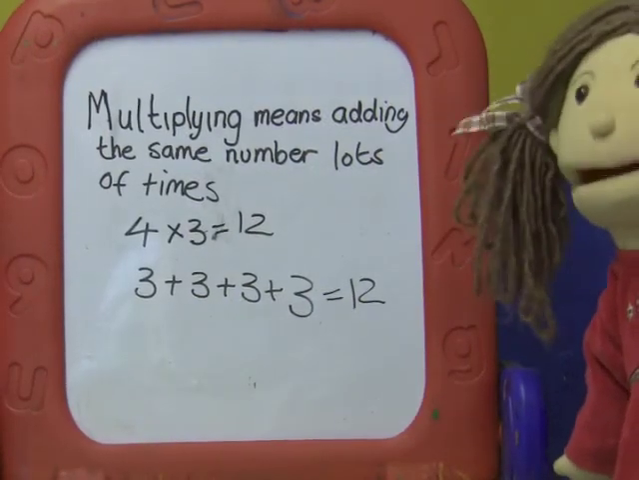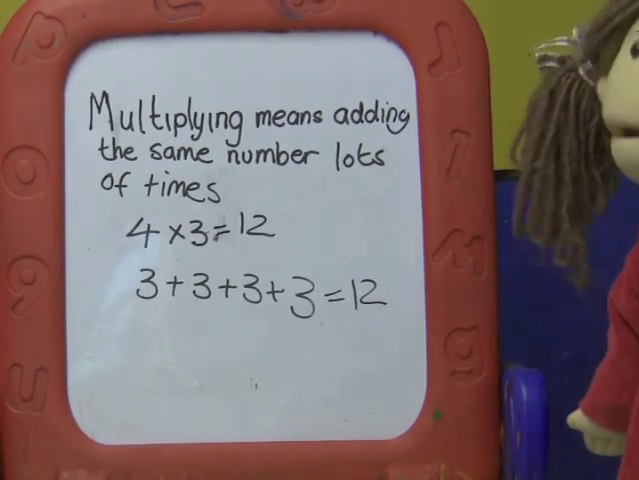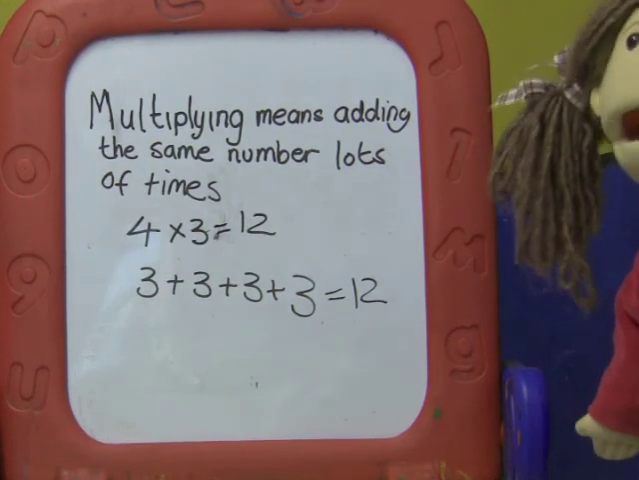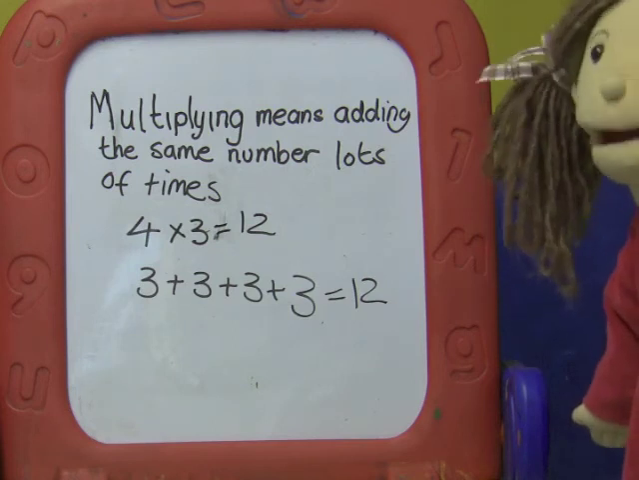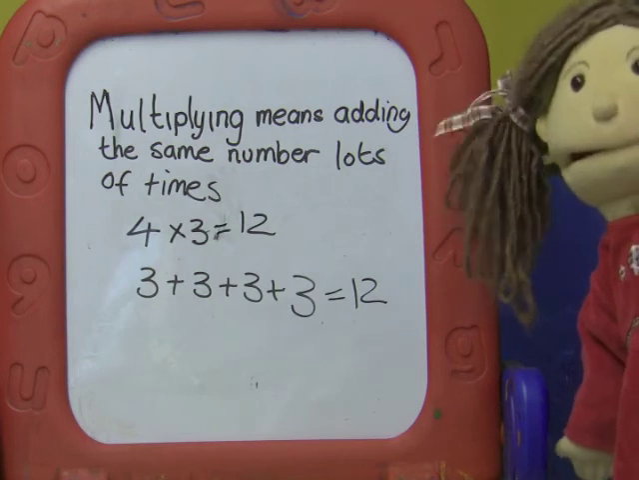Today, we've learned that multiplying means adding the same number lots of times. 4 times 3 is 12 just means 3 and a 3 and a 3 and another 3 is 12. Or add 3 4 times to get 12.